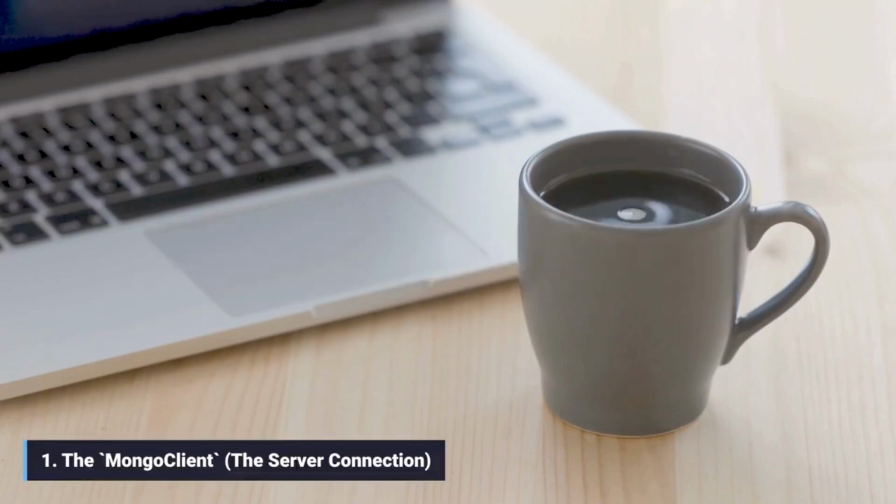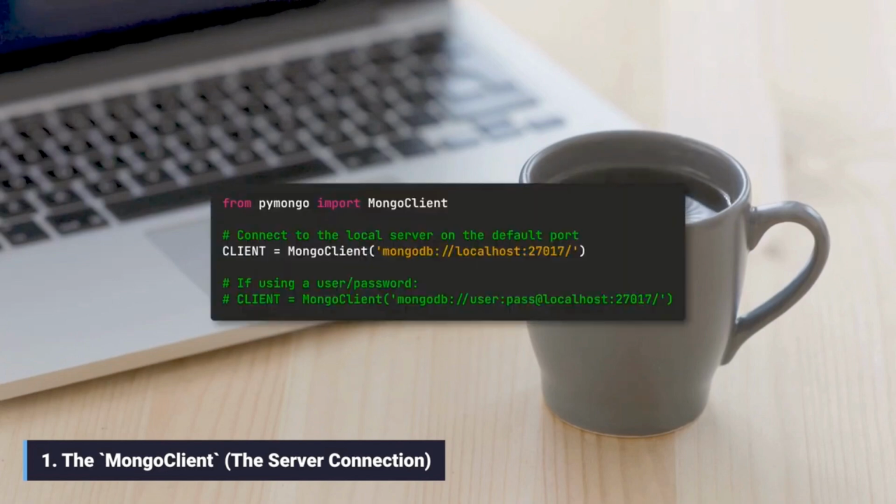1. The Mongo client is the top-level object. It is responsible for establishing and managing the connection to your MongoDB server. We create an instance of Mongo client by providing the server's URI or URL, which for our local installation is the default address. The code uses Mongo client and the URI string. Once this line executes, the client is ready to access databases. Note that MongoDB does not require explicit connection closing, but it is good practice.